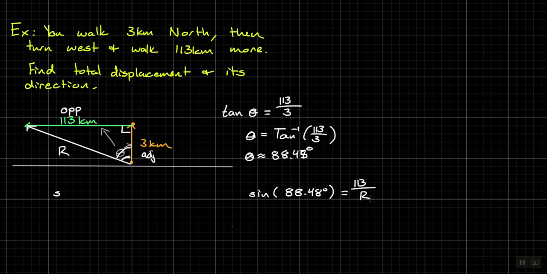Check it out, though. We have a single equation, and there's only one unknown in everything. I would rearrange it before I plug stuff in, but I can probably do two things at once. If I want to solve for R, I need it out of the denominator. How do I do that? Multiply by R. So we would get R times the sine of 88.48 equals 113.